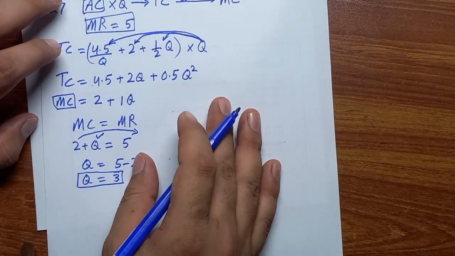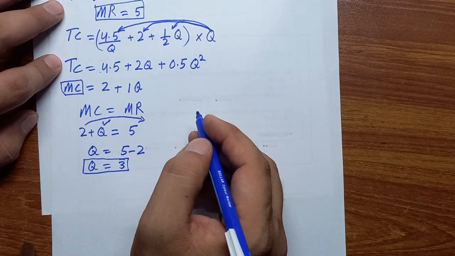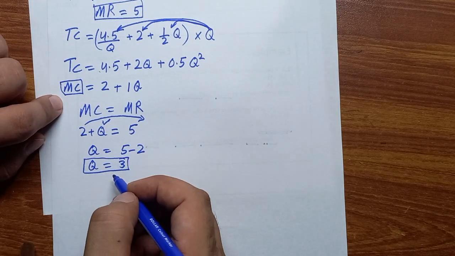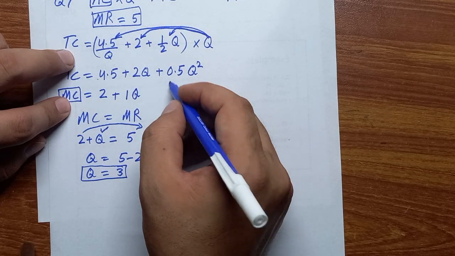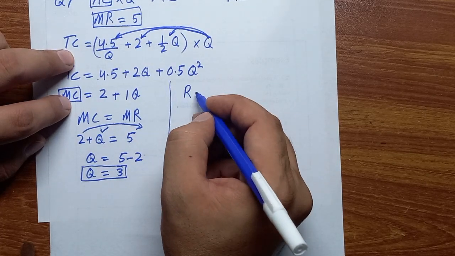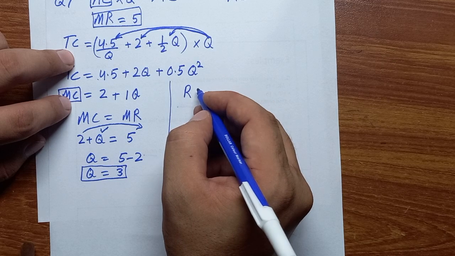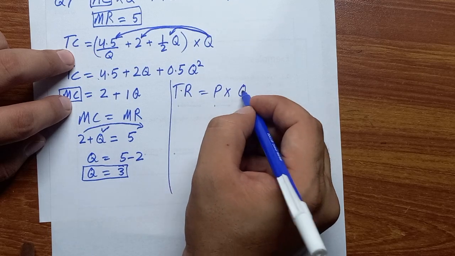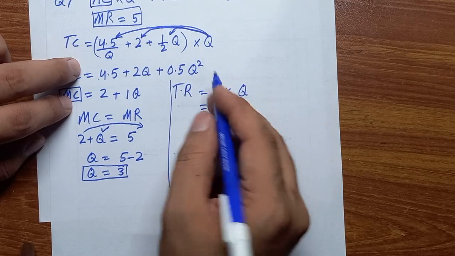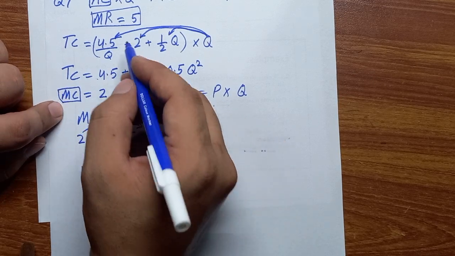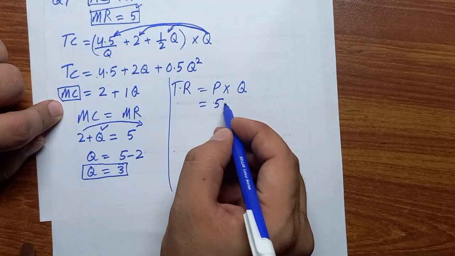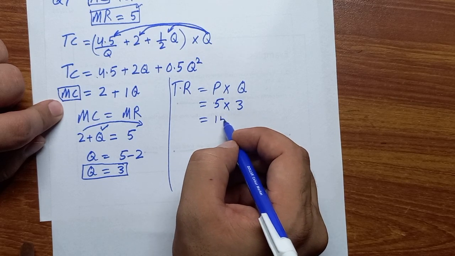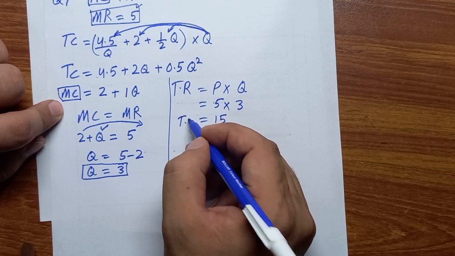So by finding the profit, we should have something like we have total revenue. Now we will find the total revenue. Finding total revenue is equal to price multiply quantity. The price is, where we have the price, this is the price, which is 5, multiply the value of Q is 3, so we will get 15. So the total revenue is 15.